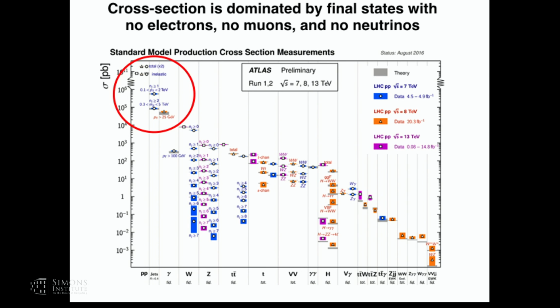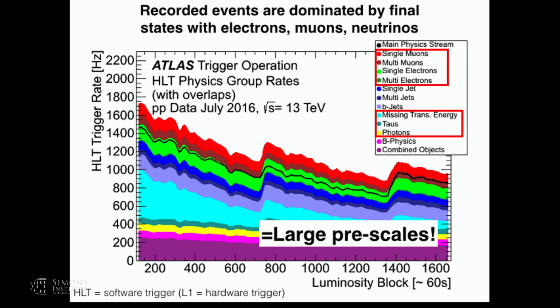dominated by kind of boring events, usually thought of as boring, that have no electrons, no muons, no neutrinos. And why these things are interesting is because we collide protons, and then we might want to look for rare things like electrons, muons, and neutrinos. So the rate is really dominated by no electrons, no muons, no neutrinos. All the interesting stuff down here has electrons, muons, and neutrinos. So not surprisingly, the recorded events are dominated by electrons, muons, and neutrinos.